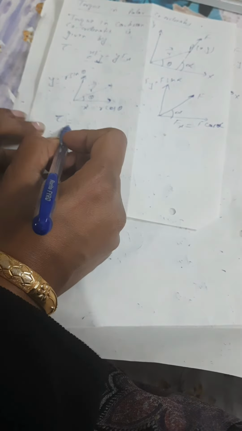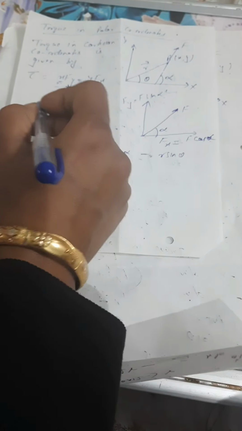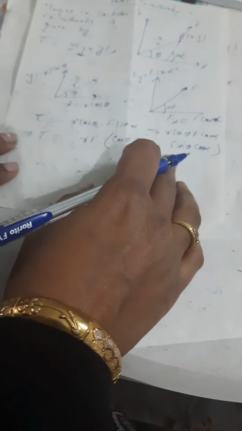So what is tau? Tau is equal to x, which is r cos theta, times Fy, which is F sine alpha, minus y, which is r sine theta, times Fx, which is F cos alpha. Clear? Tau is equal to rF, which is common. rF times cos theta sine alpha minus sine theta cos alpha.